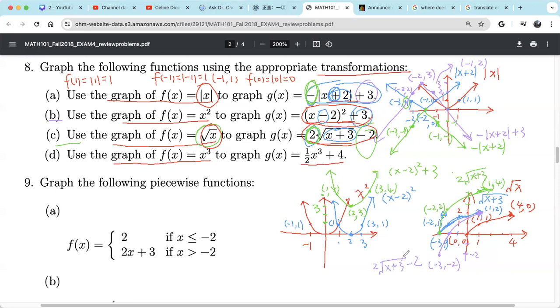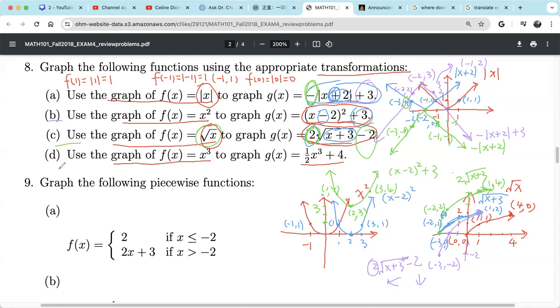Minus 2 is outside the square root sign. Plus 3 is inside the square root sign. So that's why plus 3 is a horizontal shift to the left. Minus 2 is a vertical shift down. And 2 is a scaling of the square root value. So we want to do the horizontal shifting first, then the scaling, the dilation, second, then the vertical shifting last.